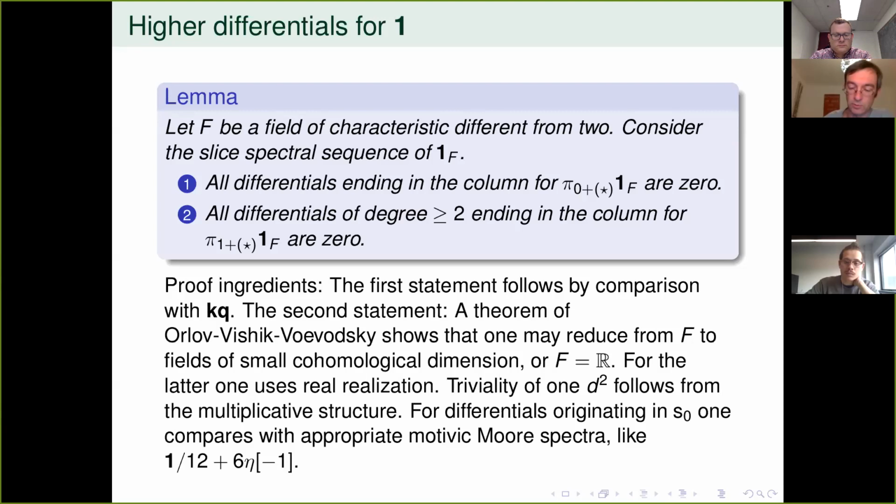So you could still be in the situation that it has infinite cohomological dimension if you adjoin this unit to the rational numbers and you have a subfield of the reals that way. But when you then use real realization and base change, then you can step by step take care of the higher differentials. Sometimes you need to use some multiplicative structure. There's one issue. This argument does not apply to differentials which originate in stuff coming from the zero slice.